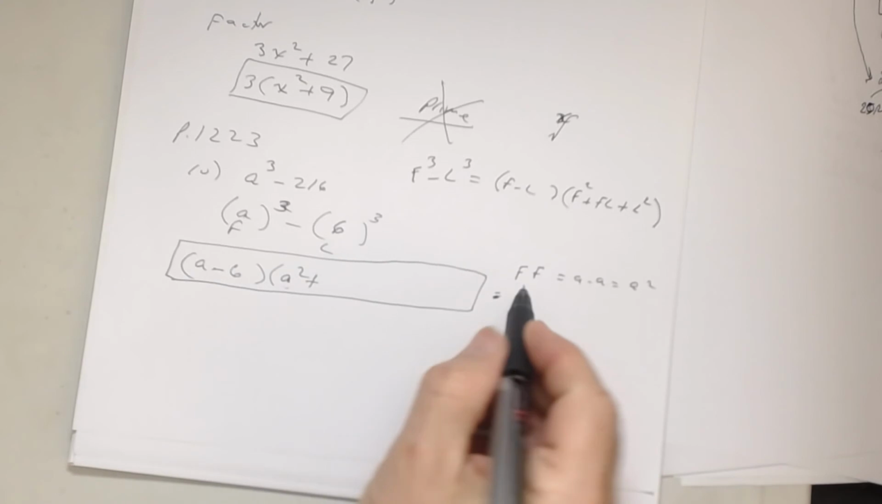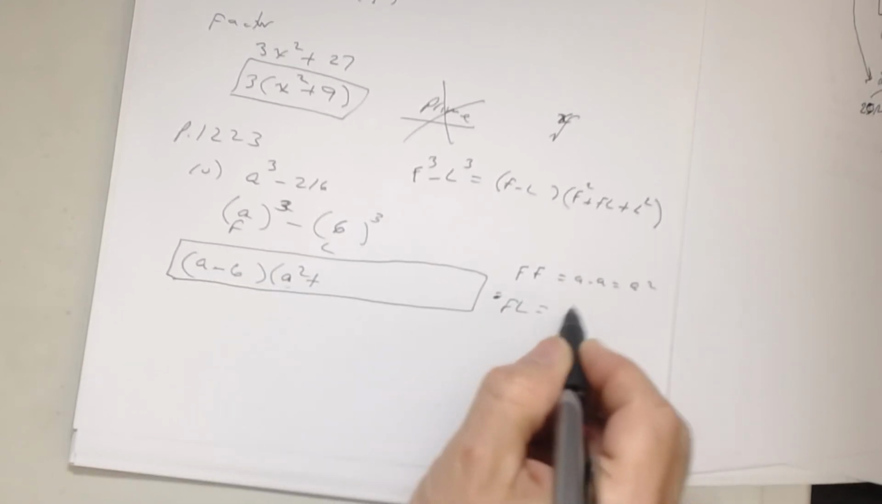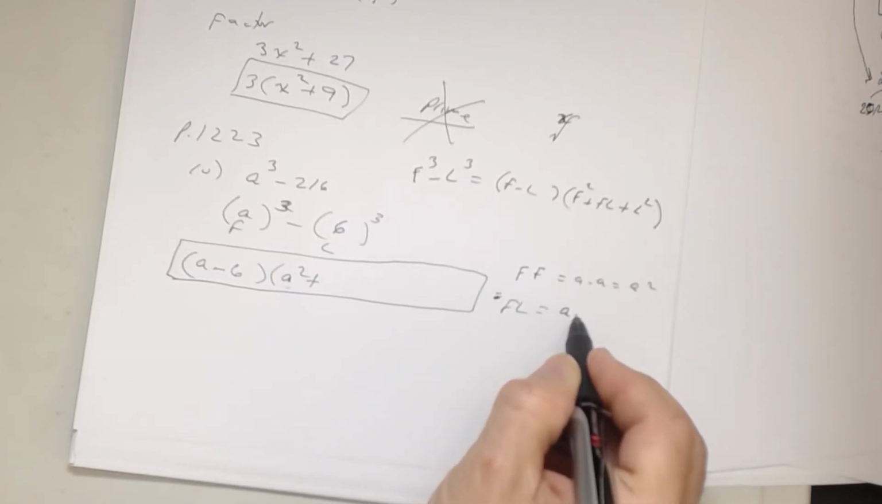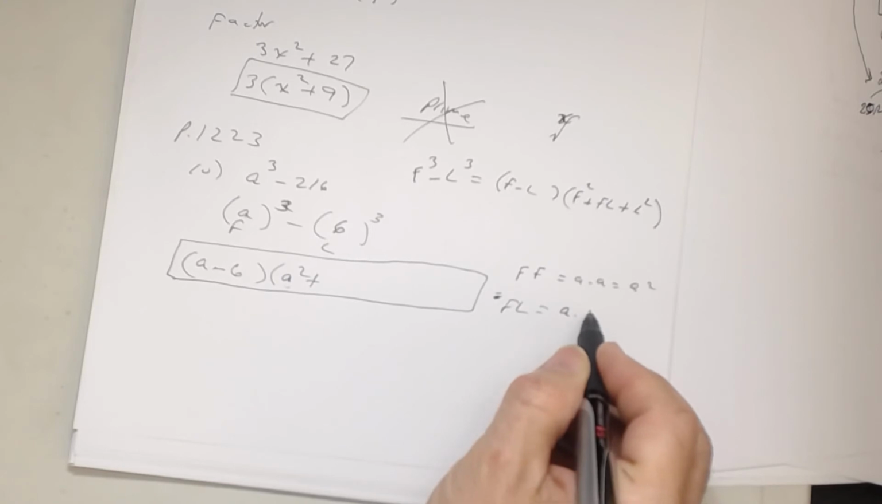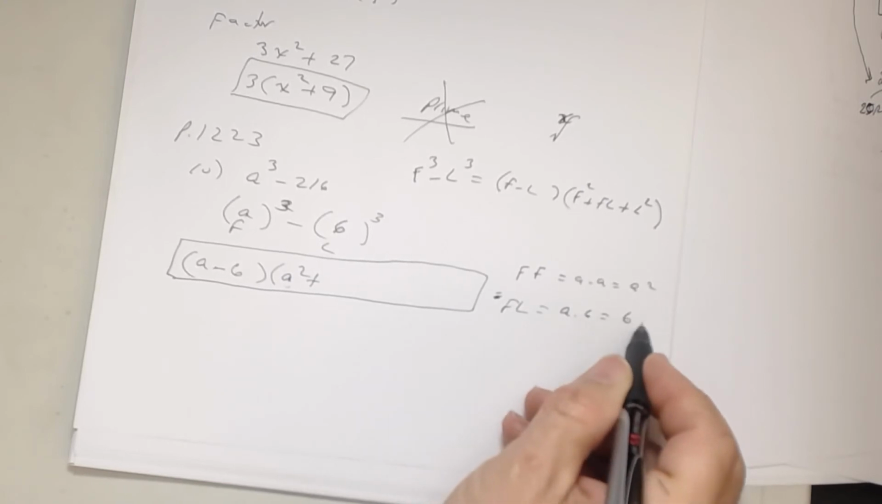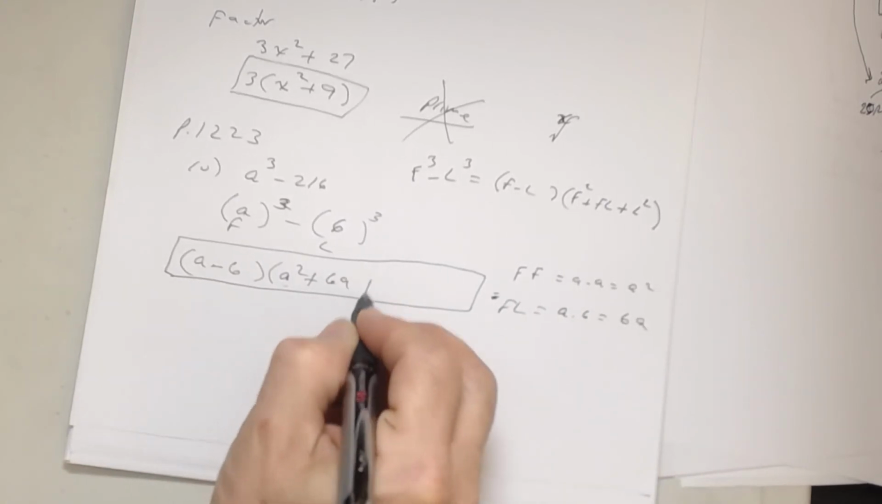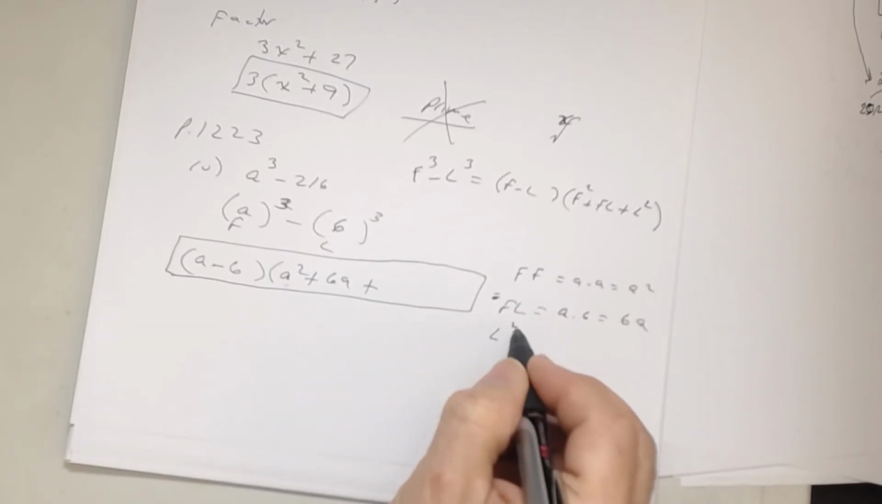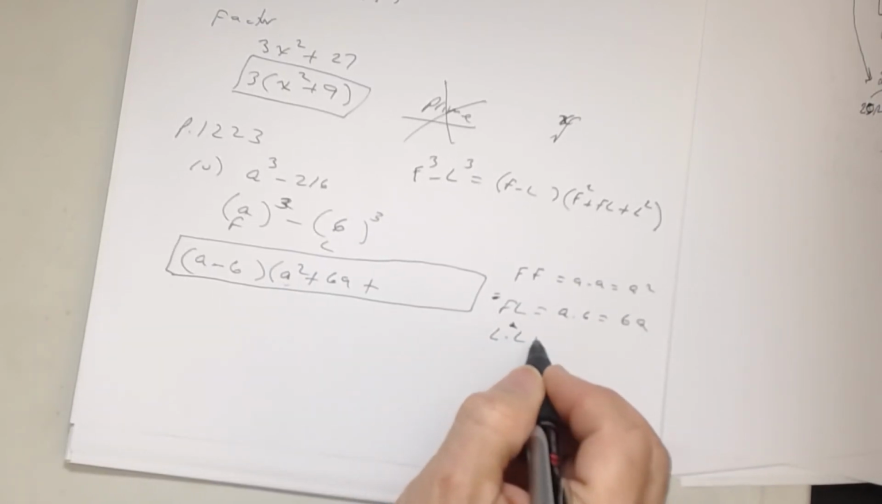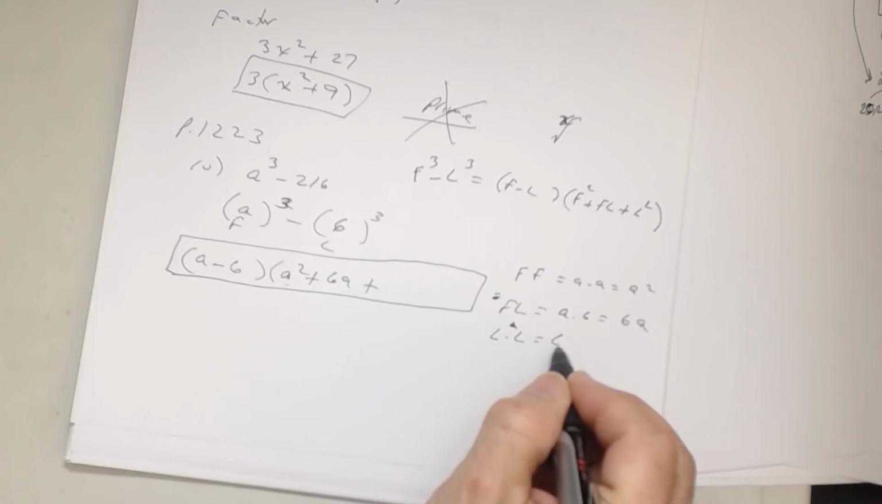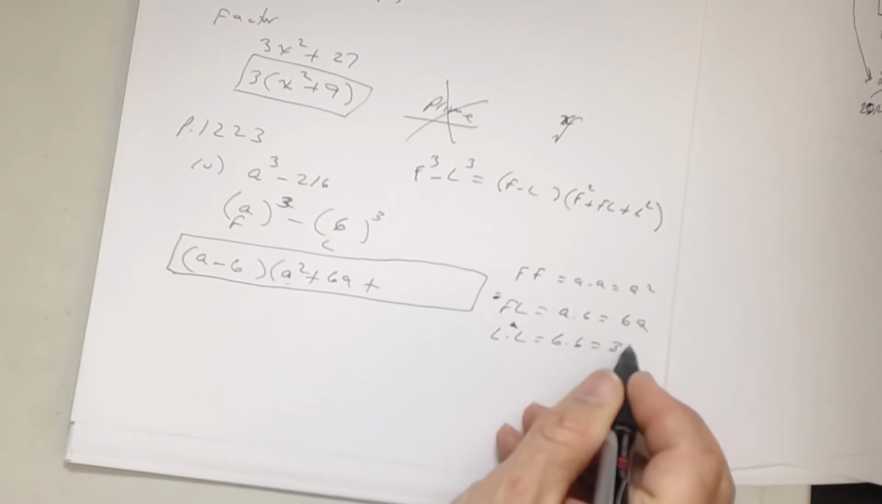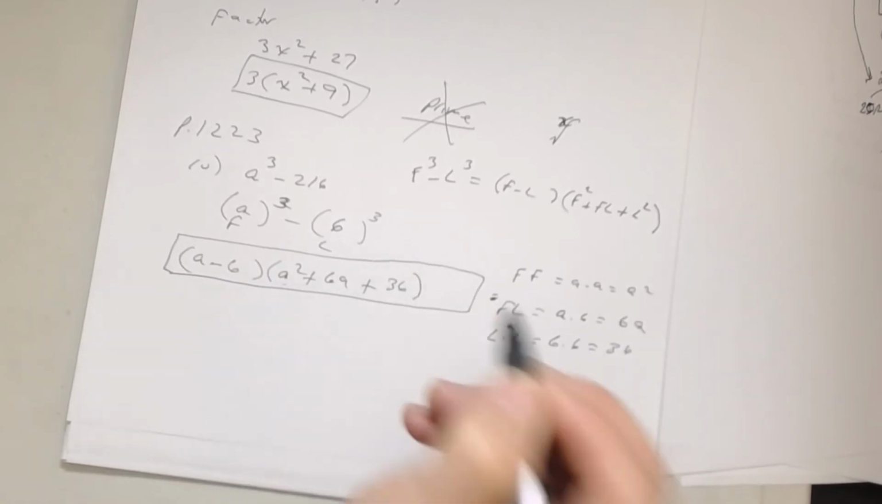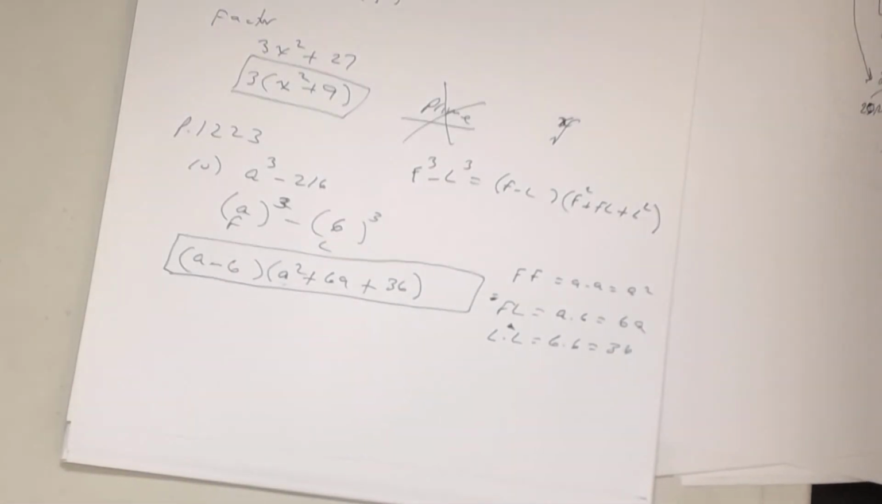Plus, and then I take F and L. What's F in this case? What's L in this case? So what's this product? 6A. Plus, and then I'll find L squared. So L squared means L times L. What's L? So what's 6 times 6? And so there's your answer. So A minus 6 times A squared plus 6A plus 36.